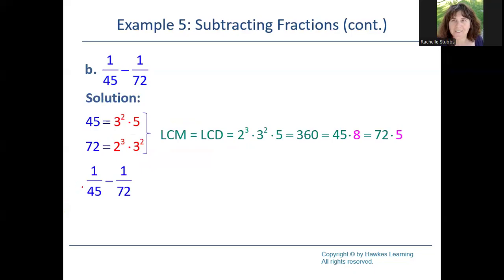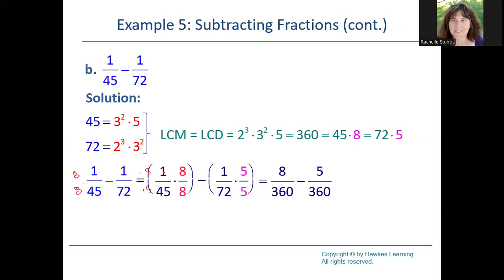So now I need to rewrite 1 over 45 as a higher fraction with a denominator of 360. Well, what do I need to times 45 by to get 360? Well, 8. So if I times the top and the bottom by 8, I should get that. And 72, I need to times it by 5. And so when I go ahead and do the math, I get 8 over 360 minus 5 over 360 is 3 over 360, but 3 goes into both those numbers. 3 goes into 3 once, 3 goes into 360 120 times. And there is my final answer, 1 over 120.